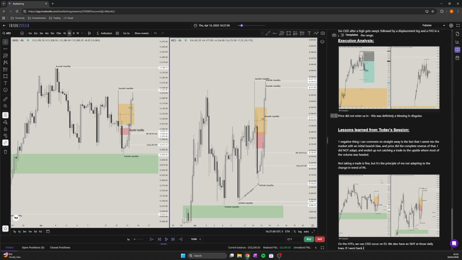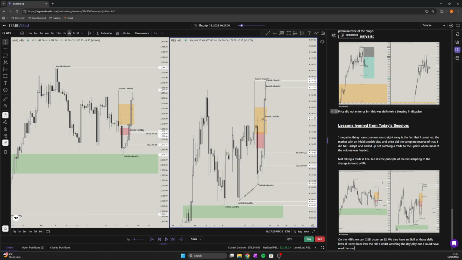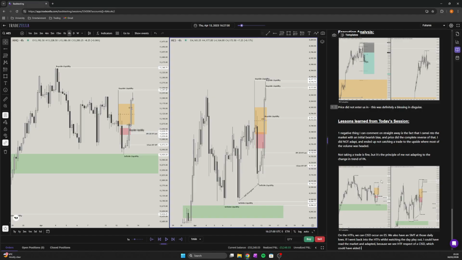If I went back into the time frames whilst watching the day play out, I could have read the market and adapted, right? Because we see high time frame respect of a CISD, right? Which could have aided me in understanding the flip of the bias from a bearish stance to a more bullish one.